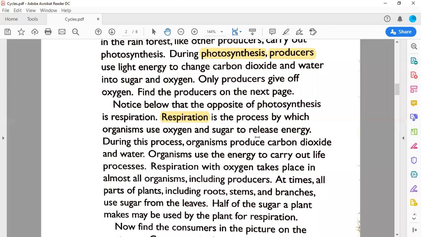So what's going to happen? They are going to get the energy and the oxygen that they need from these plants. And once they have gotten this energy, they will go through a process called respiration, which will release the energy that they got from the plants, okay?